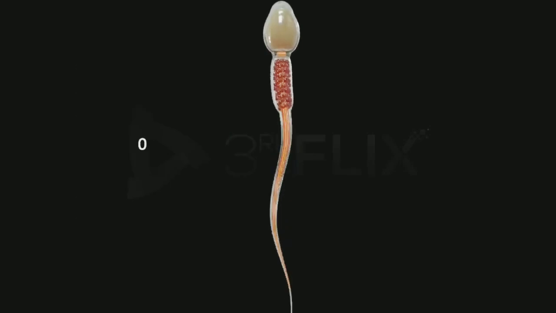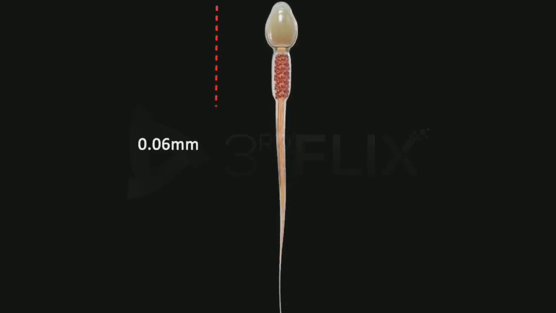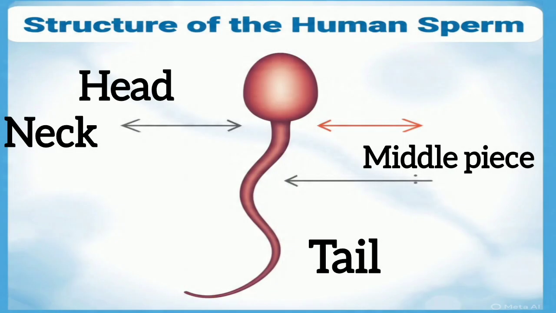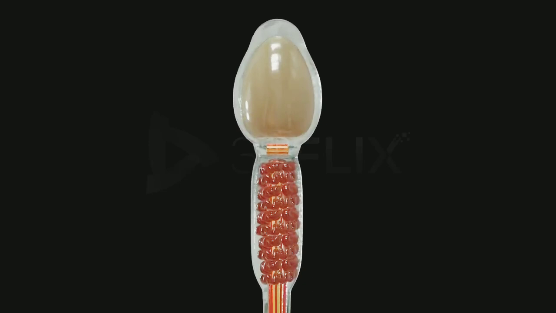Human sperm is an elongated structure approximately 0.06 millimeters in length. It consists of 4 distinct regions: the head, neck, middle piece, and tail. The head of the sperm is flat and disc-shaped. It contains a compact haploid nucleus with very little peripheral cytoplasm.